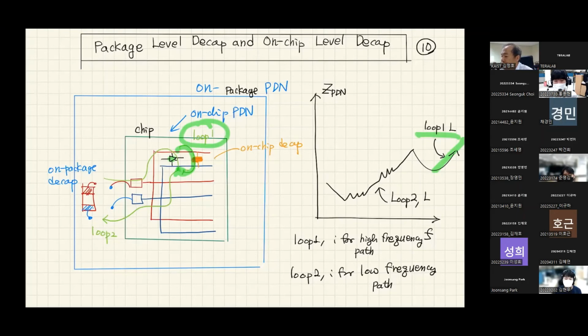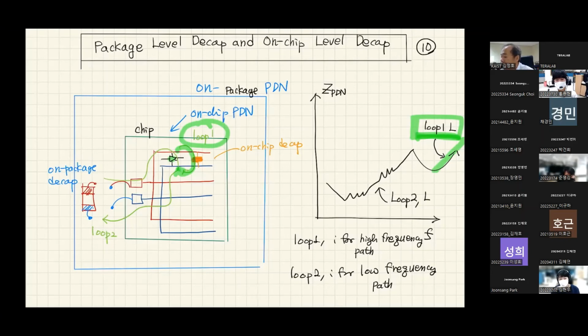In this frequency range, you have to put decoupling capacitors as adjacent as possible to your switching current transistors. Sometimes that could be core transistors, sometimes that could be IO transistors. You have to put these decoupling capacitors as close as possible. That will control the loop inductance of loop 1. But that is the case where your switching current has frequency components in the gigahertz range.